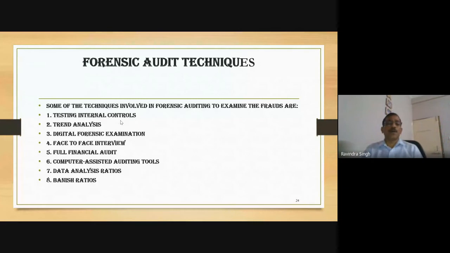Techniques of forensic audits. While doing that, they will check all these things, and if there is a real problem, they will detect it. Testing internal controls, trend analysis, digital forensic examination, face-to-face interview, full financial audit. These are the heads which will be checked in the audit.